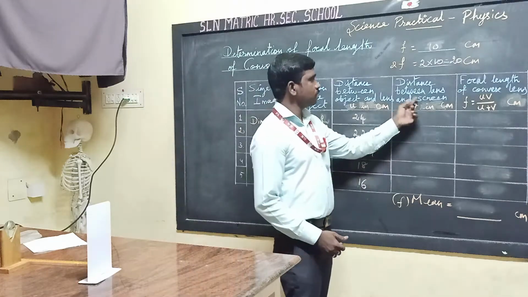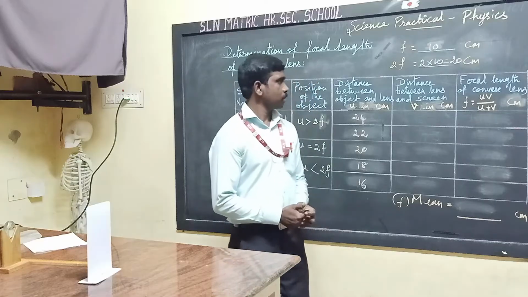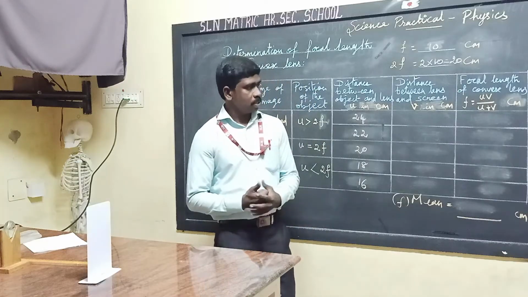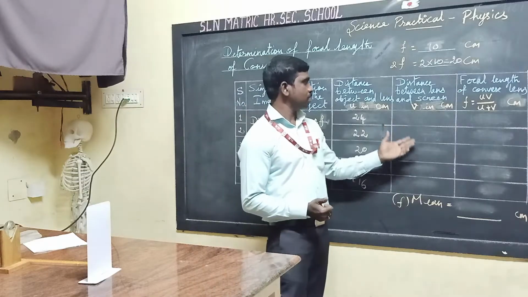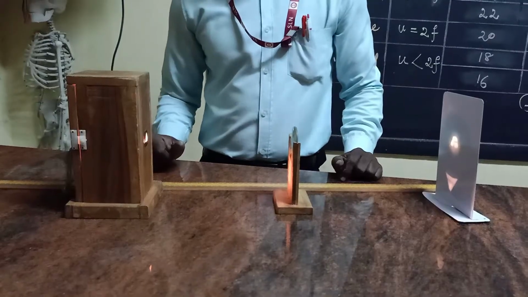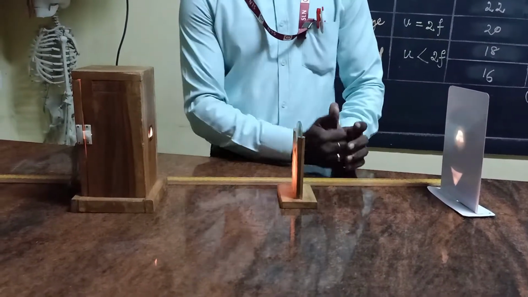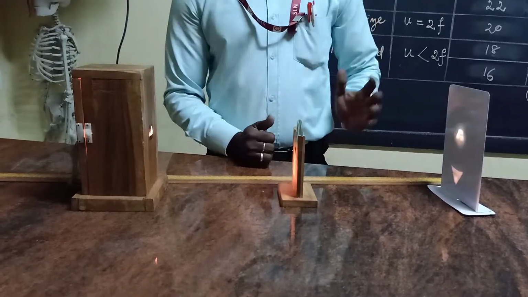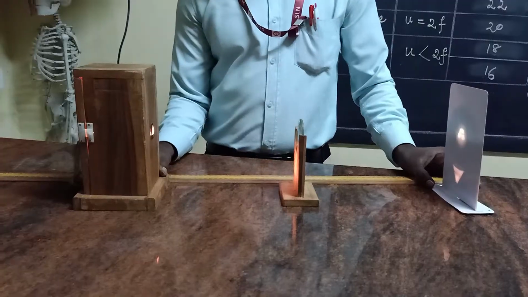We can easily calculate the v value. So v is nothing but the distance between the lens and screen. Now we are going to do the experiments. After completing the experiments, we collect the data and tabulate it in the tabular column. From the UV method, we know what u is and what v is. We already discussed it, but I explain it using the given apparatus.